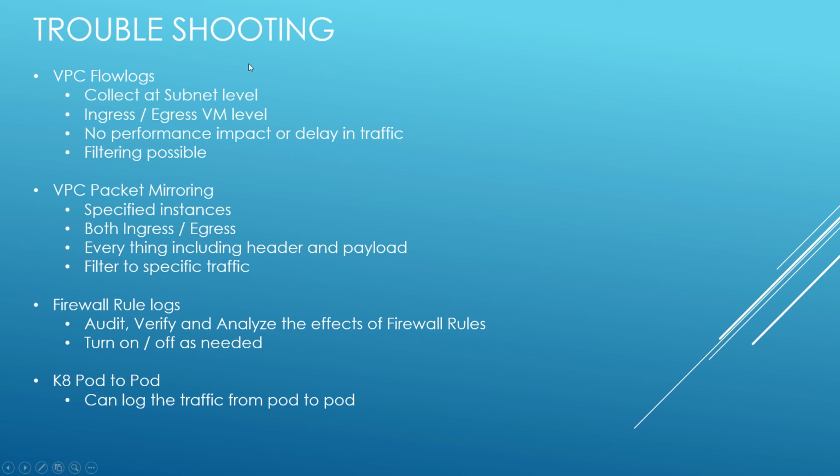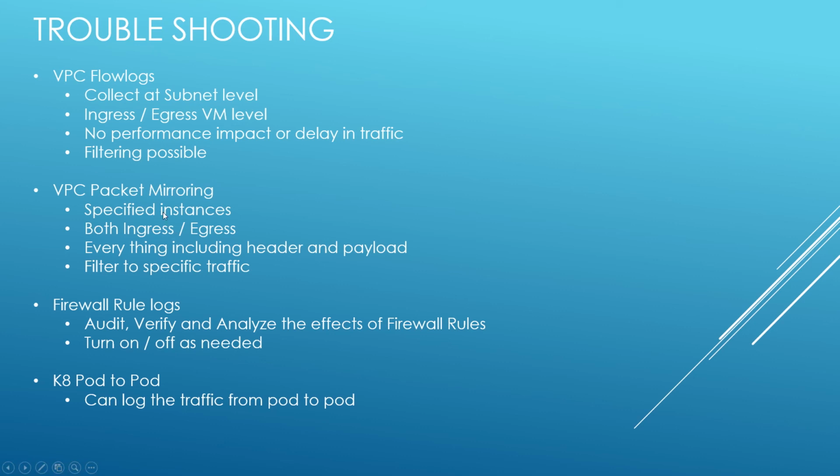Troubleshooting. Google provides VPC flow logs. Using VPC flow logs, you can do troubleshooting and also you can monitor your VPC. You can have 5-second flow logs. You can collect the flow logs at subnet level. You can collect ingress and egress at VM level, and there is no performance impact because of flow logs, because it is natively built into the VPC. Also filtering is possible. That means you can limit the traffic by setting up a filter.